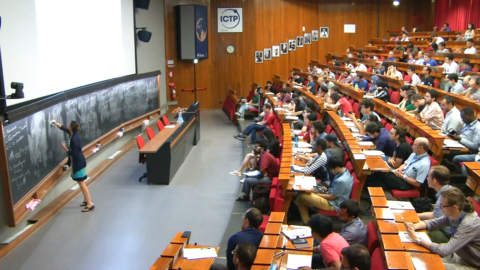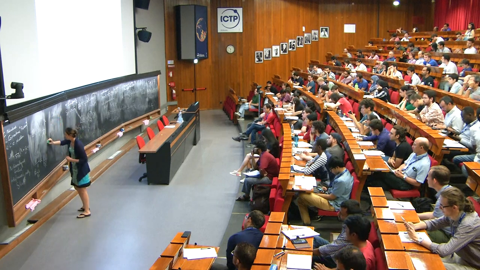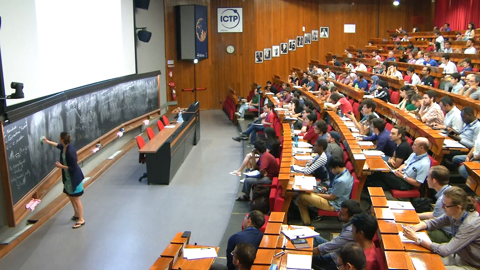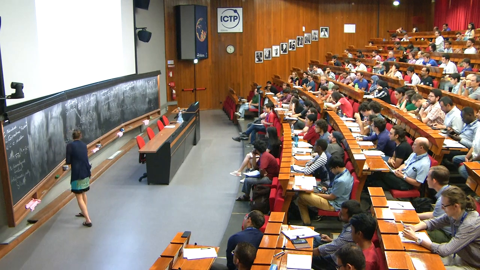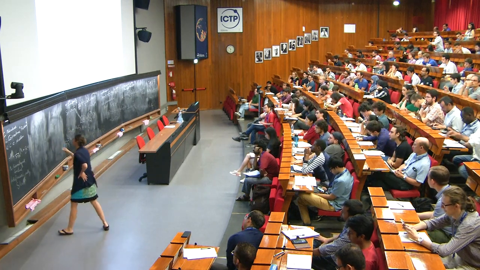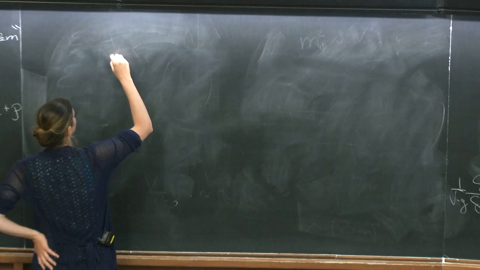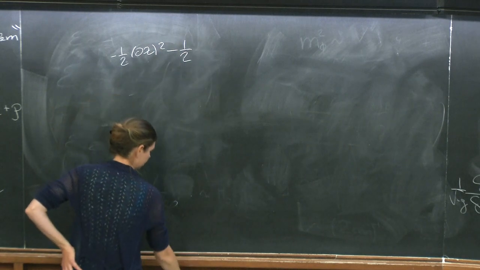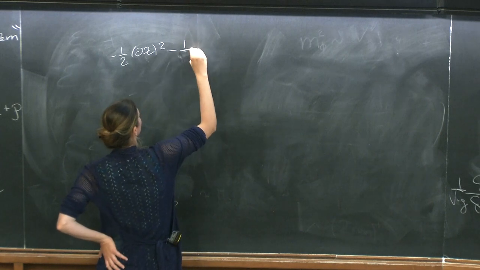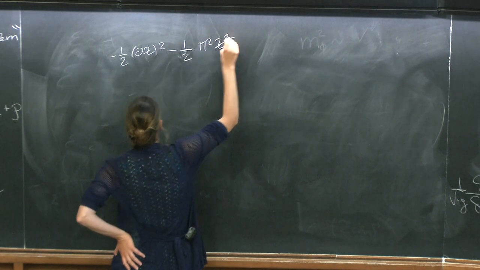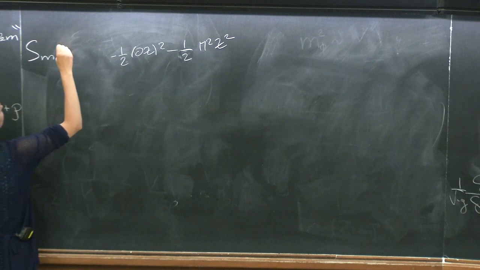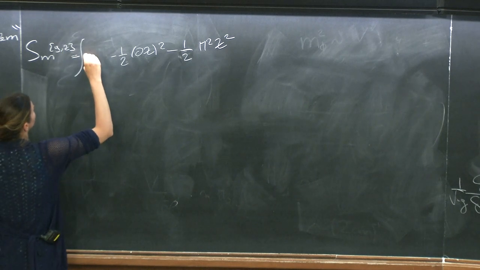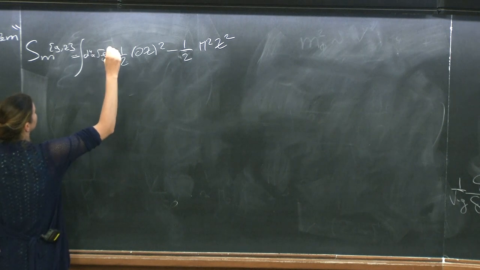just Maxwell, that's a bad example. Maxwell is a bad example. If you had a massive scalar field, let's imagine you thought you had a massive scalar field, minus a half (dχ)², minus a half m² χ². That was your action for your scalar field. So you have d⁴x, you have this.